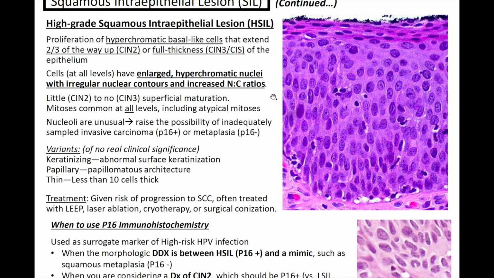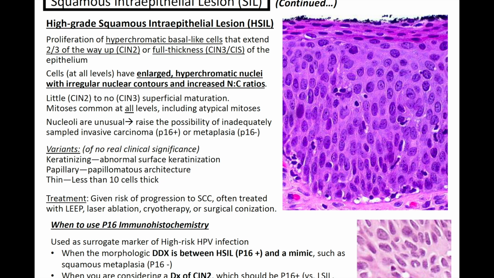There's little superficial maturation in CIN2 and none in CIN3. So if you have a little bit of superficial maturation, which we may have here, though those appear to be potentially still dysplastic, then this could be CIN2, as it would be 2/3 of the epithelium. But if you have dysplasia all the way through, that would be CIN3. Mitoses are common at all levels, including atypical mitoses. Nucleoli are unusual in HSIL and raise the possibility of inadequately sampled invasive carcinoma, which would be P16 positive, or metaplasia, which would be P16 negative.